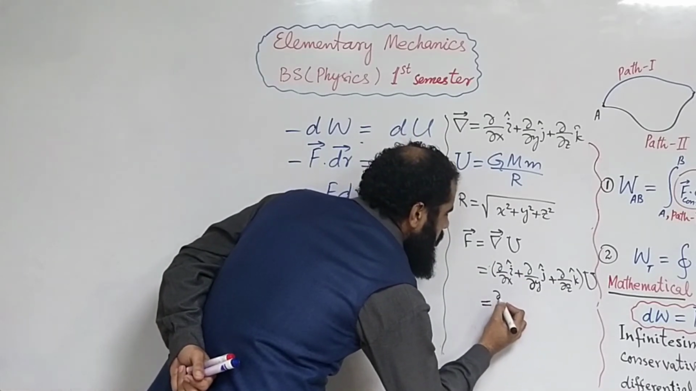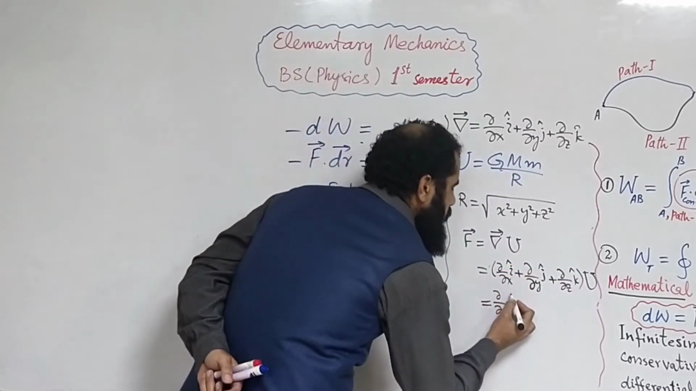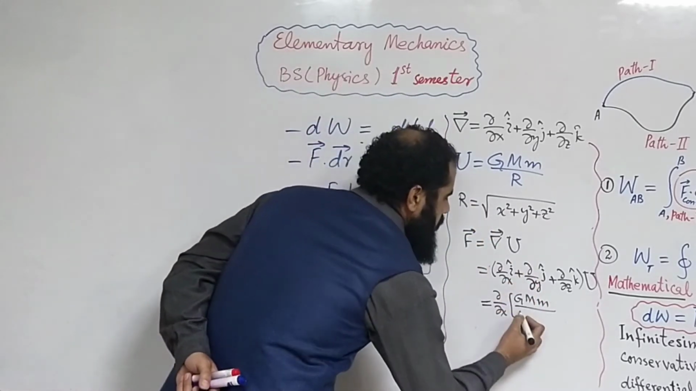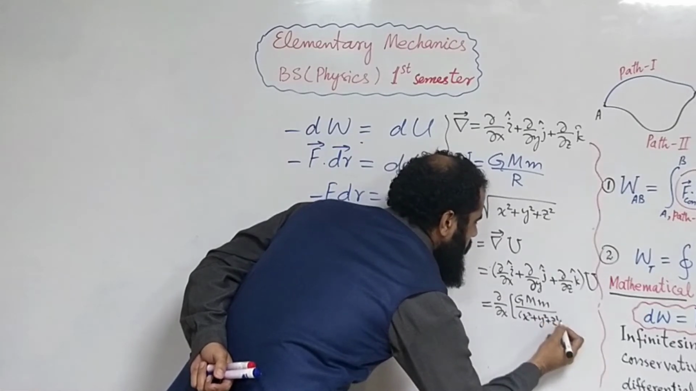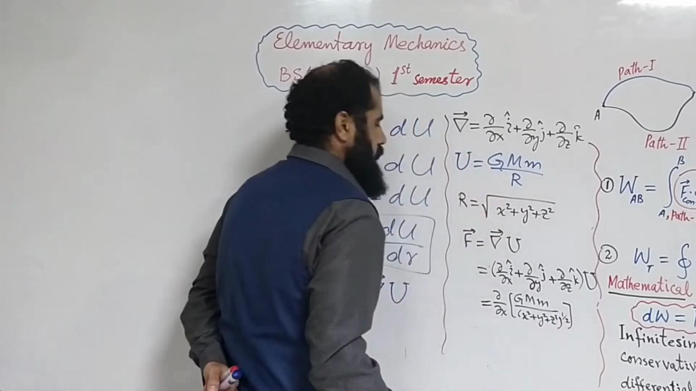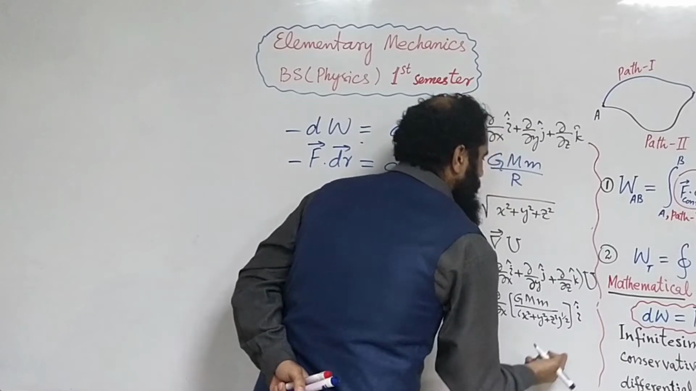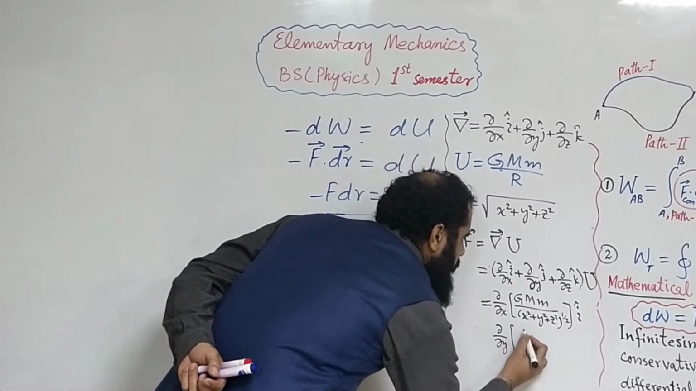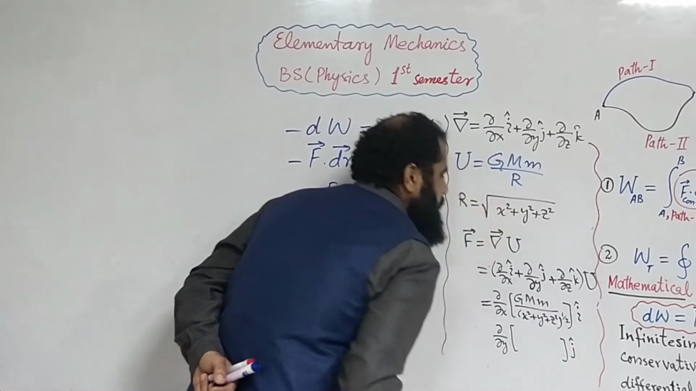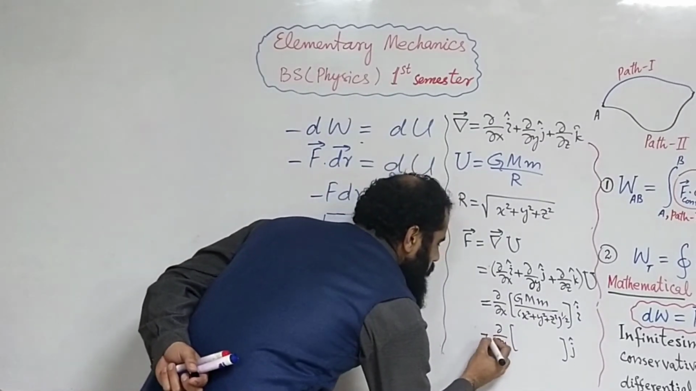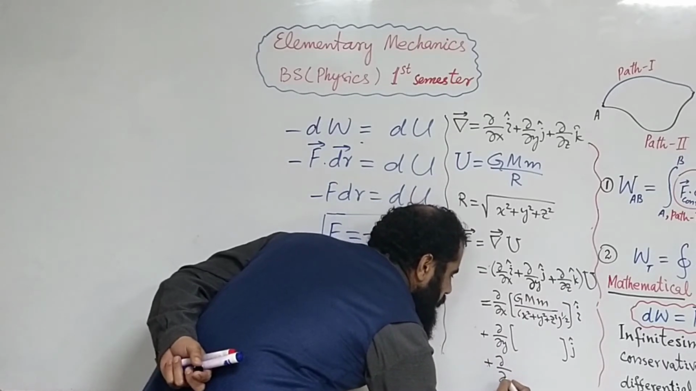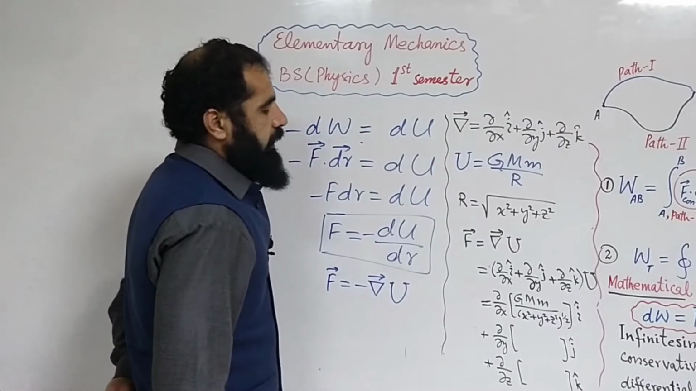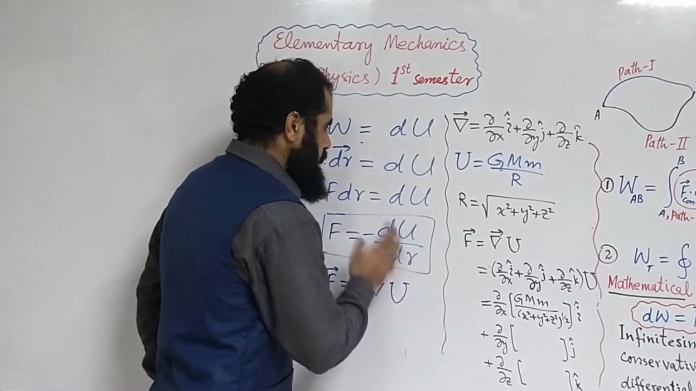the partial derivative with respect to x of that U, which is G M m divided by r, that is x square plus y square plus z square to the power 1 by 2, with unit vector i. And then the partial derivative with respect to y, once again of this function, this time with unit vector j. And then plus the partial derivative with respect to z of the same function, with unit vector k. And now we solve these differentials one by one.